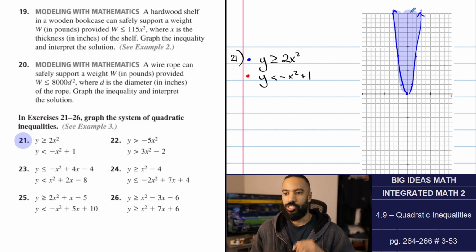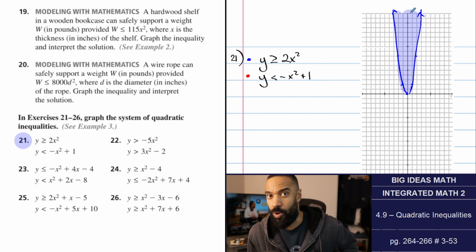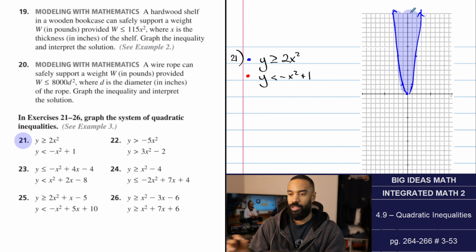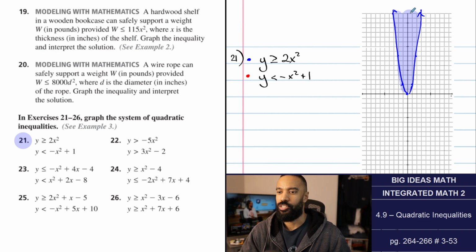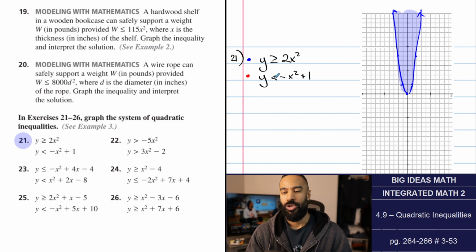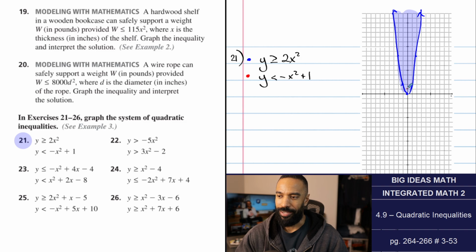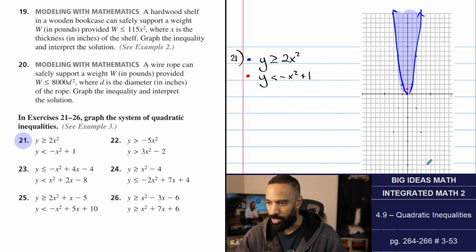Now, these are not solutions to the system. These are solutions to the single inequality, not to the system. To solve the system, we have to find the overlapping shaded region. Negative x squared plus 1, that's going to be starting here. This is a very small overlapping shaded region. This goes downward, yes. This one's going to be hard to even show the overlapping shaded region on.